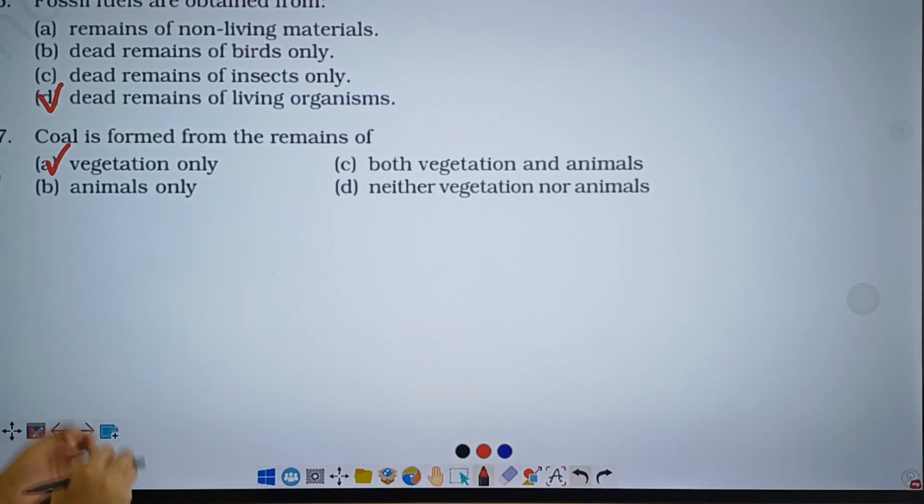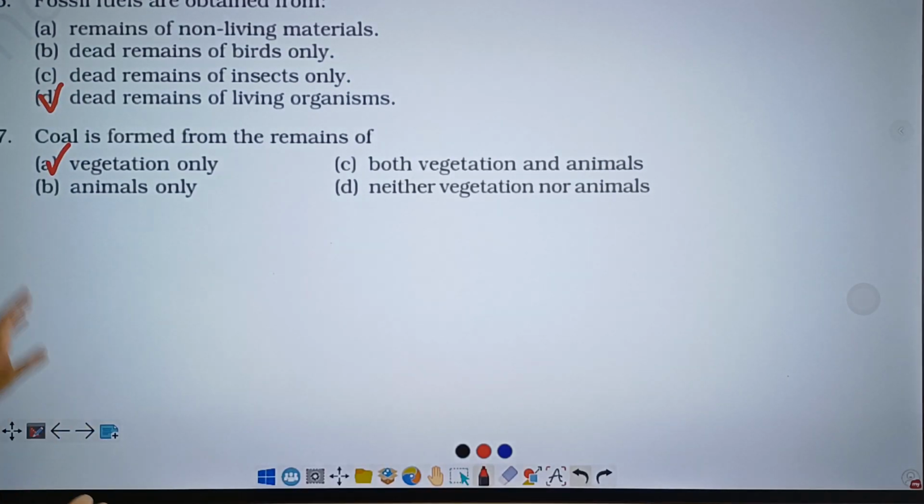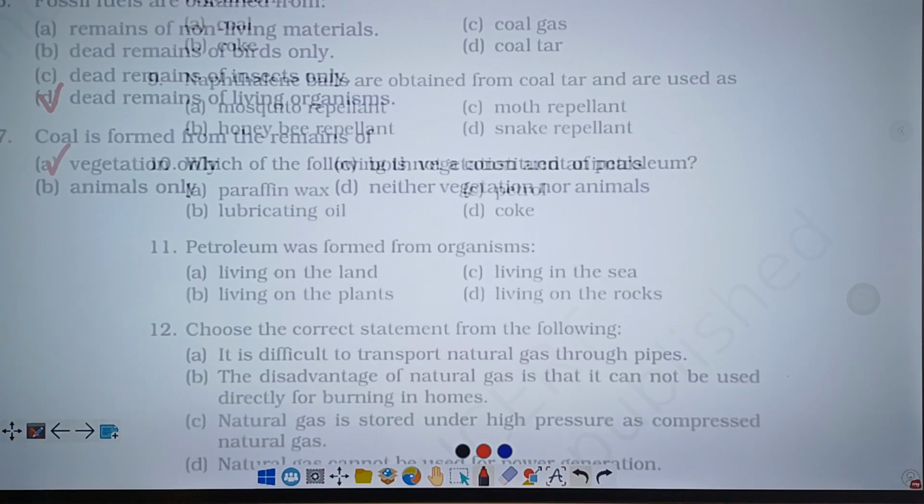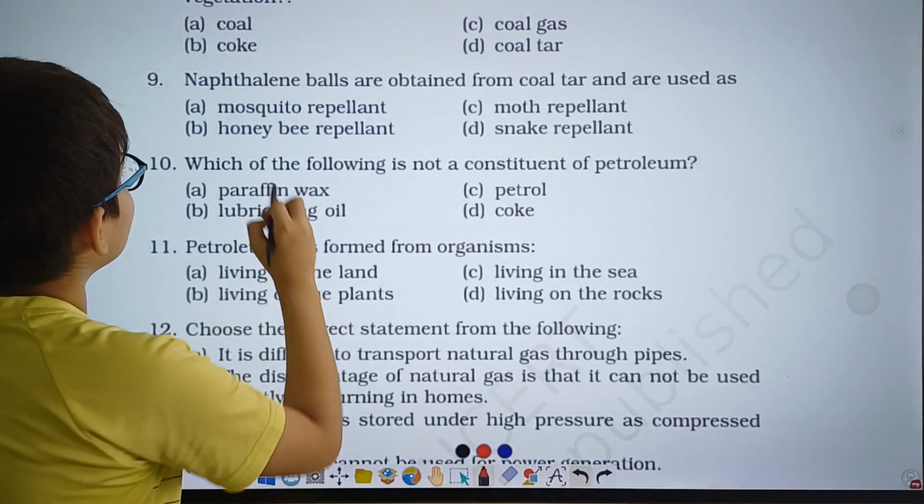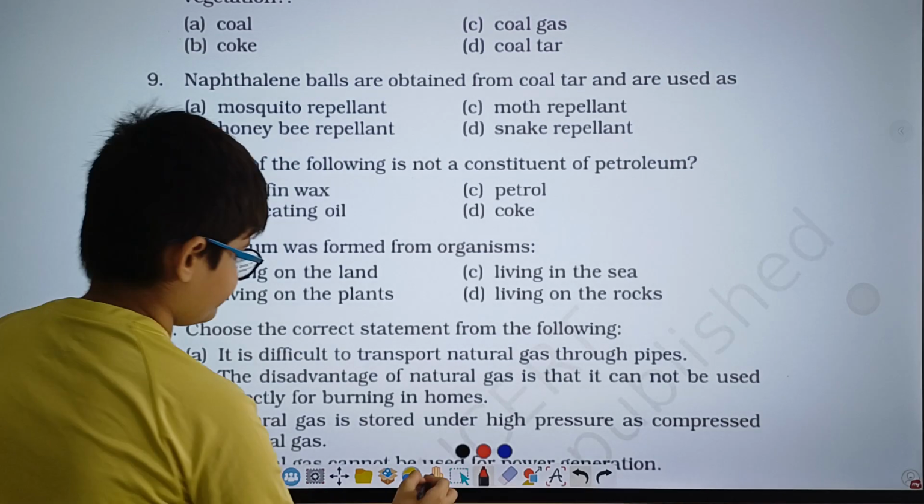The fuel that is formed from the dead remains of animals is petroleum, not coal. Hence why this option is also incorrect. Okay. Now, let's go ahead and solve question 8. Which substance is formed by the carbonization of dead vegetation?